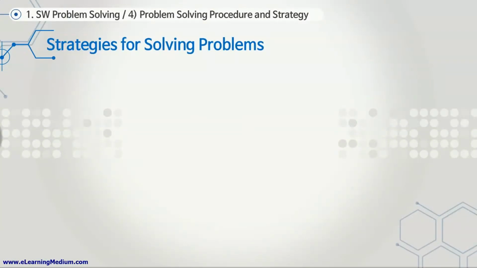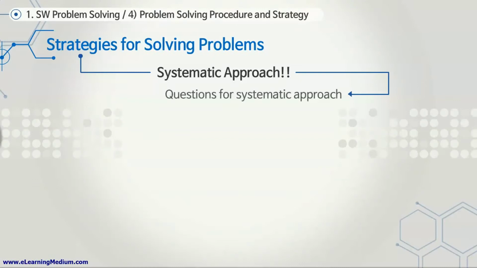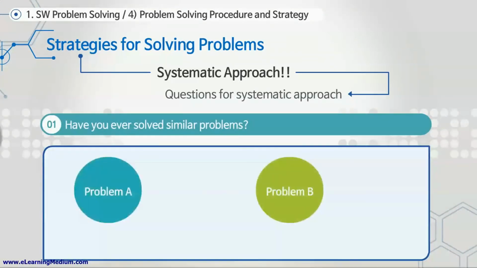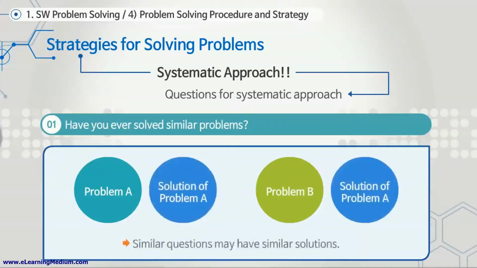It is good to read a problem and intuitively find a solution. But for most cases, it is hard to find a solution. Thus, setting a strategy of solving a problem needs a systematic approach. For the systematic approach to a problem, it is helpful to think about the answers to the next questions. First, have you ever solved similar problems? Similar questions may have similar solutions.